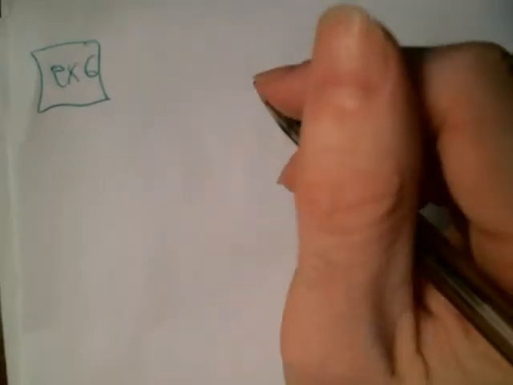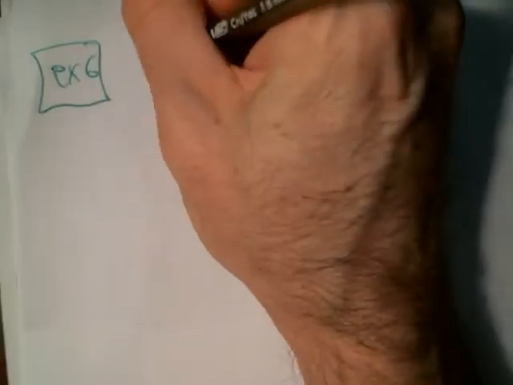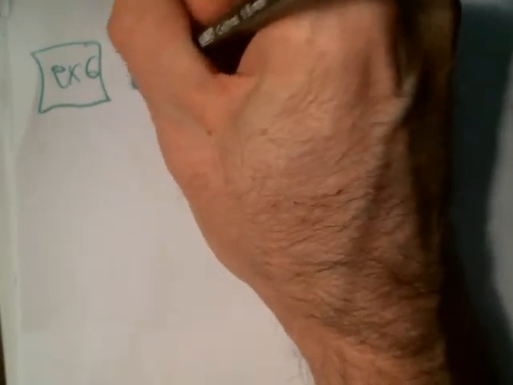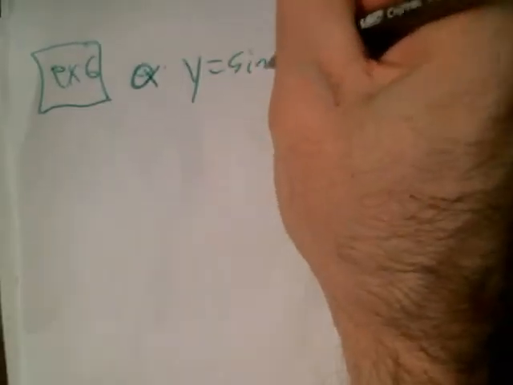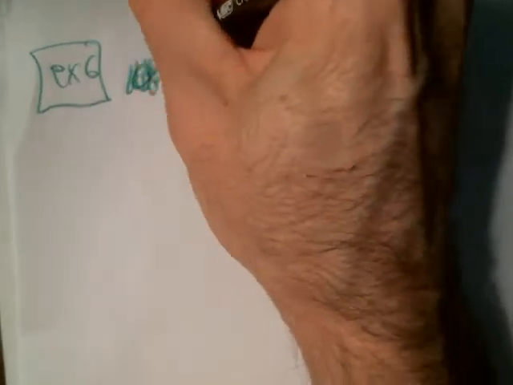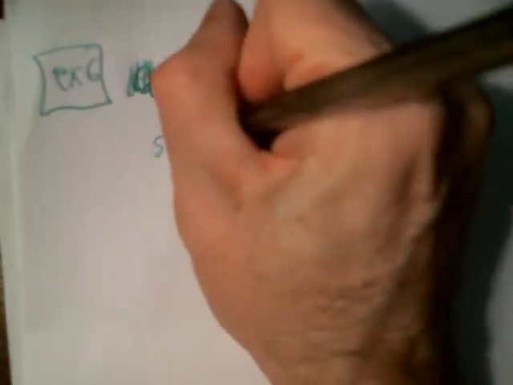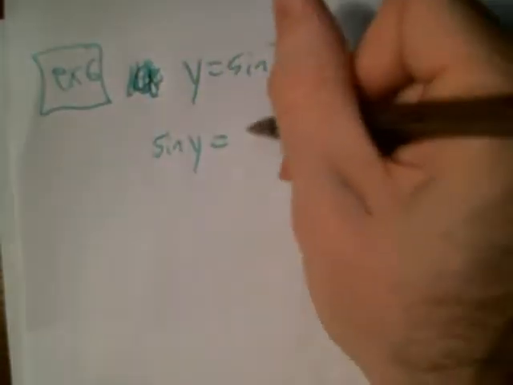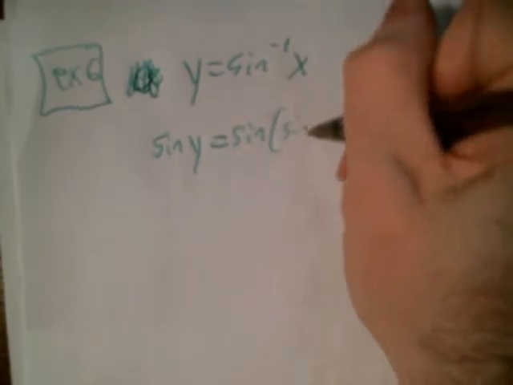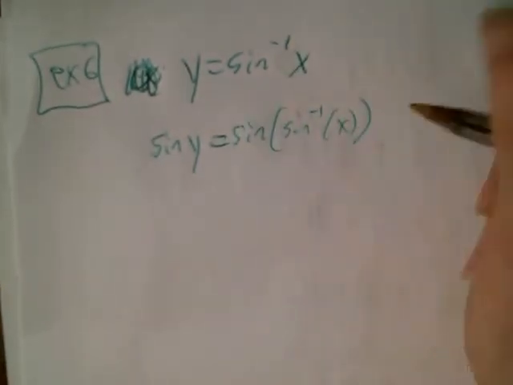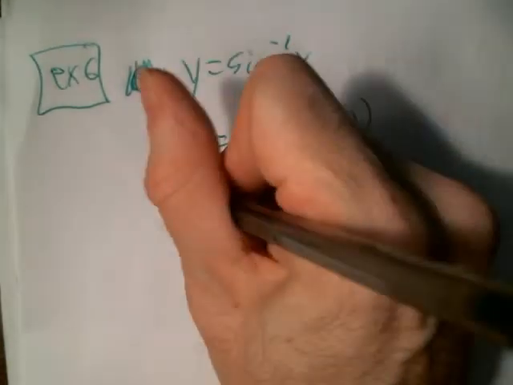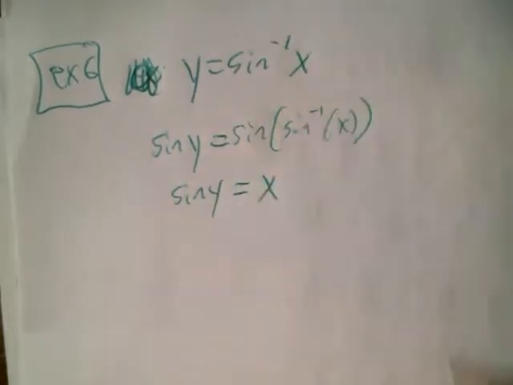And if you want to follow along, this is example 6 in the book. We're going to find the derivative of sine inverse. If we start with y equals sine inverse of x, I can take sine of both sides of this equation, and I'll have sine of y equals sine of sine inverse of x. So I can take sine of sine inverse of x, and I'm left with sine of y equals x.